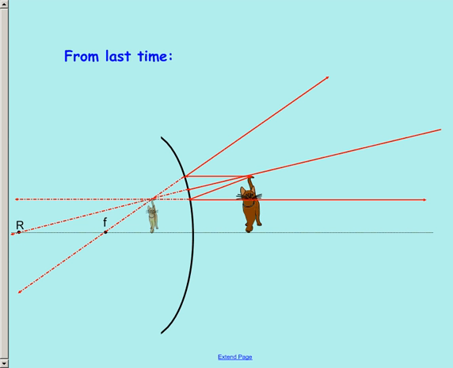So from last time, we had a convex mirror. And we had the three special rays coming off the tail of the cat telling us where the tail of the image of the cat was going to be. And that's kind of what we came up with.